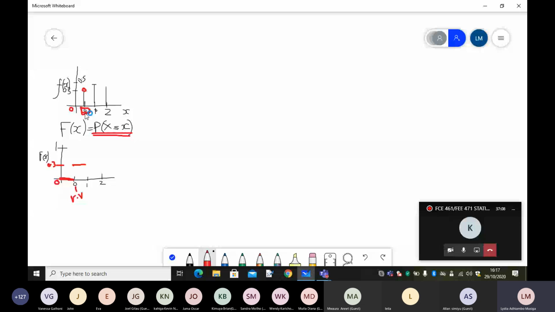So coming to capital F of x, when we reach the point 1, because it is cumulative, this horizontal line now will go to 0.8. Why is it 0.8? Because we add the previous probability of 0.3 to 0.5, and we end up with 0.8. Cumulative means you add all the previous and you continue with them.